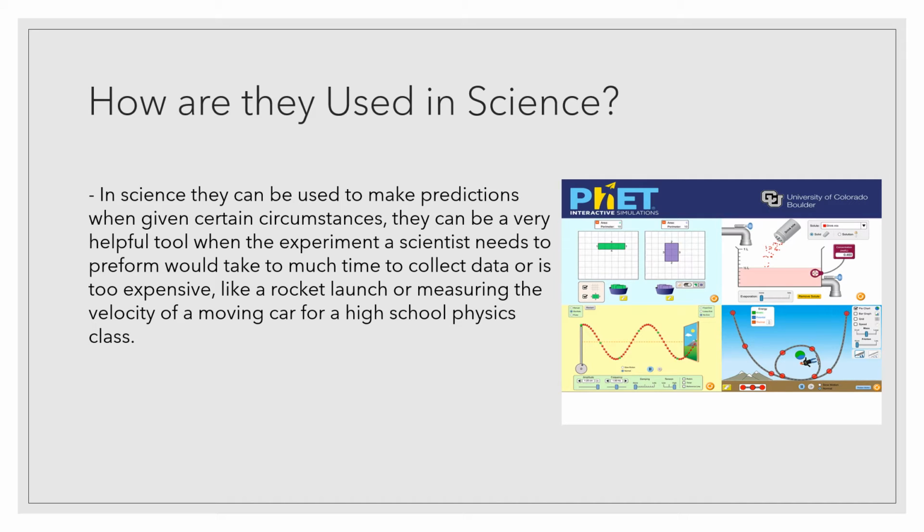How are computer models used in science? In science, they can be used to make predictions when given certain circumstances, and they are a very helpful tool when the experiment a scientist needs to perform would take too much time to collect data or is too expensive. For example, in a high school situation, the school may not be able to afford the lab equipment to do a physics experiment, or in a commercial setting, multiple rocket launches are too expensive and too risky, so they need a computer simulation to actually see what would happen.